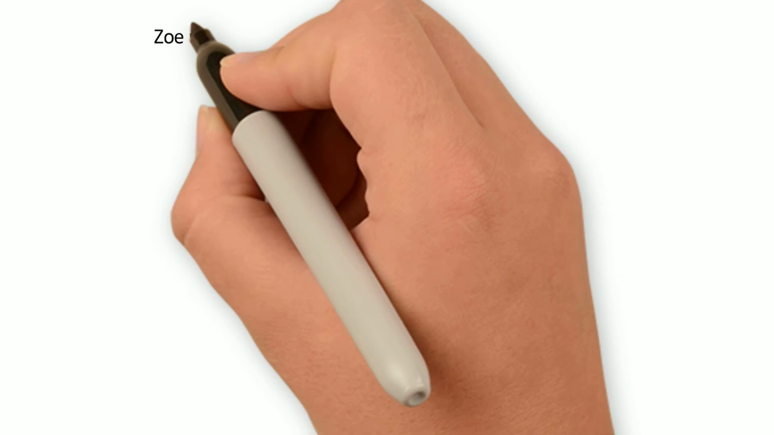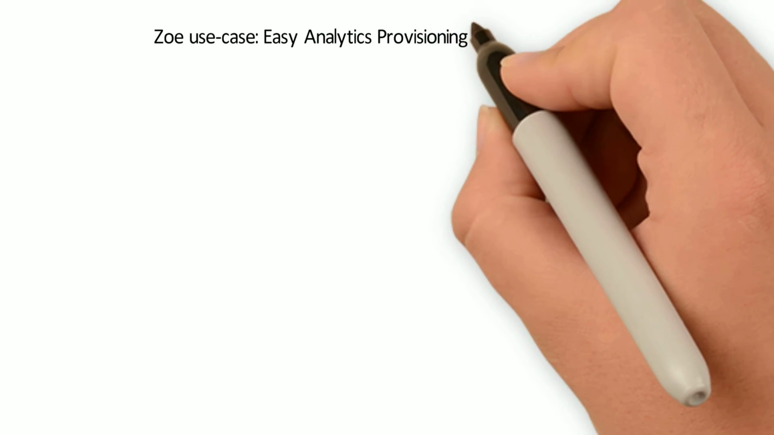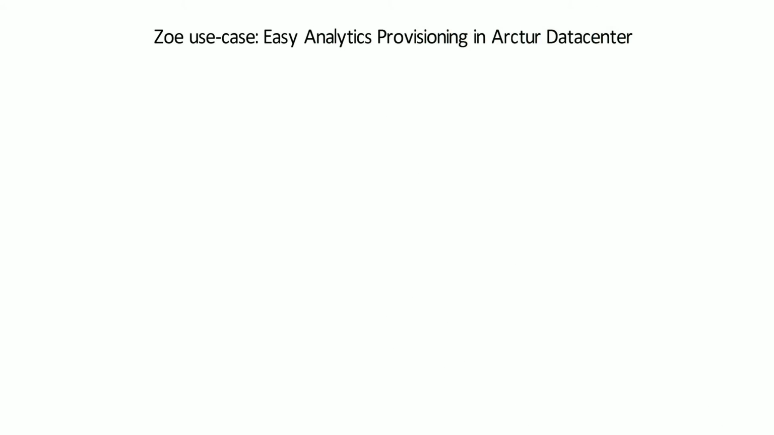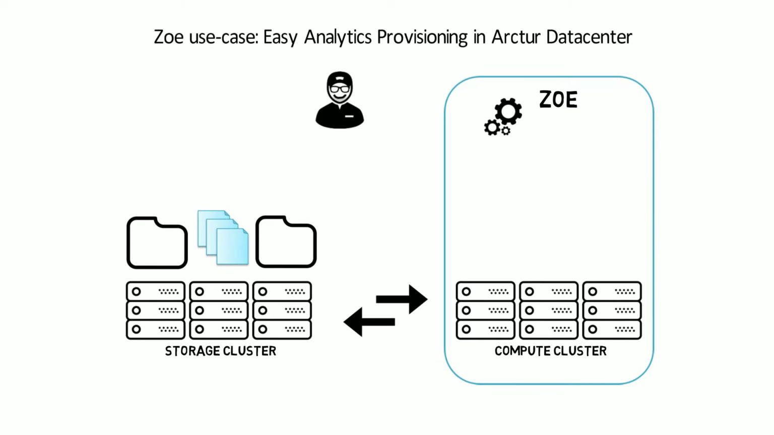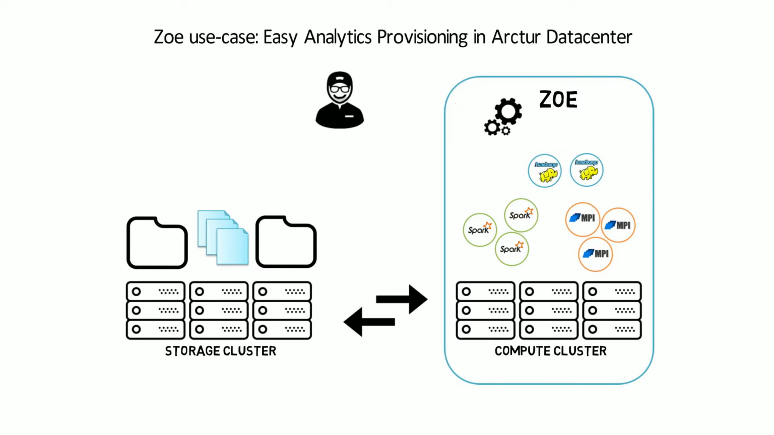In our project, Zoe already satisfies the needs of real use cases. In particular, the Arctur data center can now provision a variety of analytics applications simply and quickly. Even in the event of a new application, Zoe makes it much easier to deploy a cluster with a simple application policy in seconds. For Arctur administrators, this saves time and reduces costs.